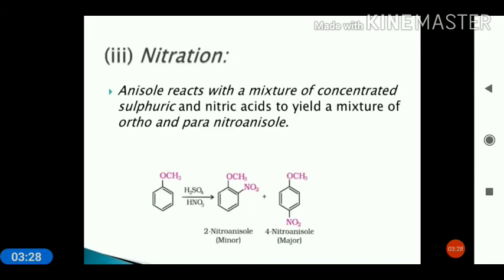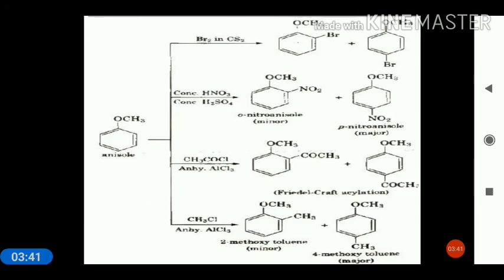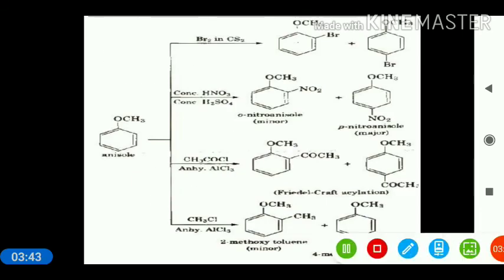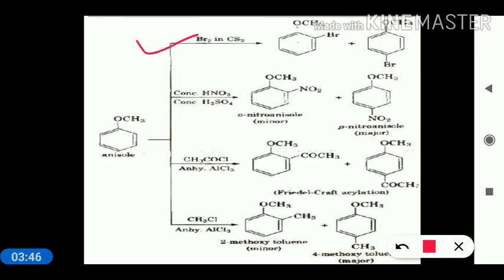You can see nitration also, which takes place with HNO3 in the presence of acidic medium H2SO4. So the attack of the nitro group is at ortho and para positions. A mixture of both will be obtained. In flow chart form, you can see all the electrophilic reactions together: halogenation, nitration, Friedel-Crafts alkylation, Friedel-Crafts acylation. So you can summarize these electrophilic substitution reactions of anisole, and these are the products.